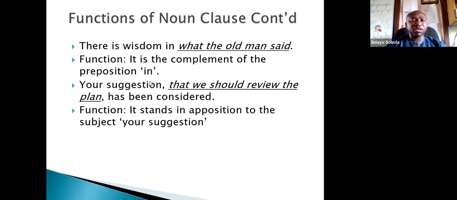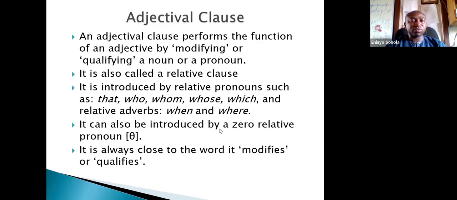And your last example here, your suggestion, that we should review the plan, has been considered. If you look here, that we should review the plan refers directly to your suggestion. Here, that we should review the plan is a nominal clause. It stands in opposition to the subject, your suggestion. And you realize that it is separated by a comma before it and a comma after it. So it stands in opposition to the subject, your suggestion.